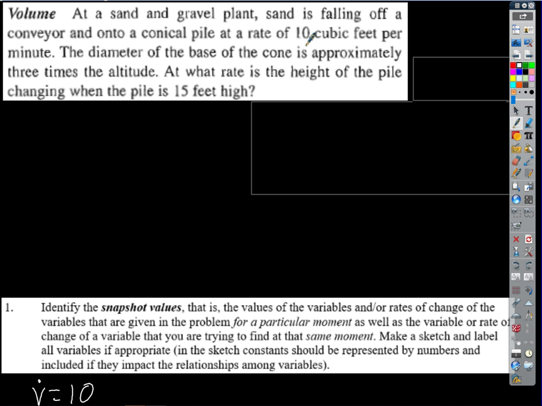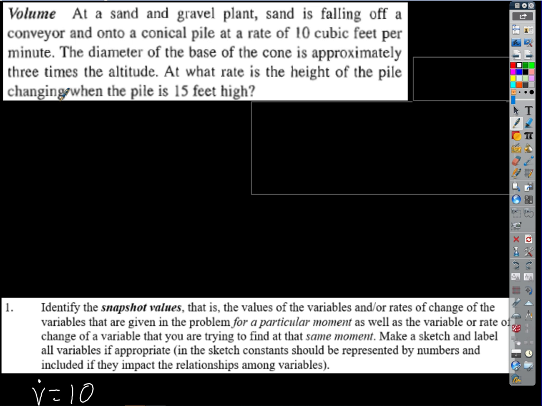They tell us some information here. The diameter of the base of the cone is approximately 3 times the altitude, so that's going to be important to us when we're making our drawing, and maybe in some other ways too. At what rate is the height of the pile changing? So there's our question. What is it that we're looking for?